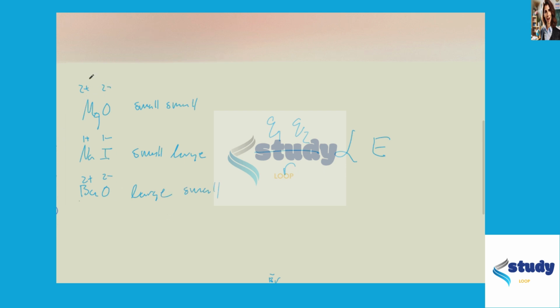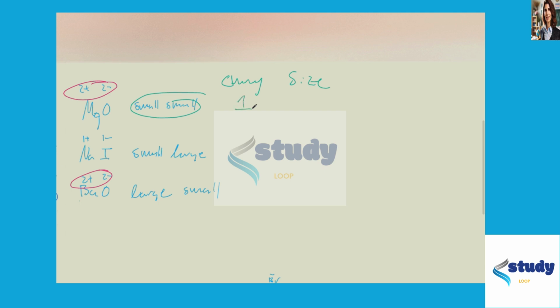So in terms of charge, the best we can do is 2 plus, 2 minus, right? These are the best in terms of charge. In terms of size, the best we can do is magnesium oxide, in which both ions are small. So charge, size, right? The winner in terms of charge is magnesium oxide. I'm going to put a number 1 here. And in terms of size, it's also the winner. They're both small.